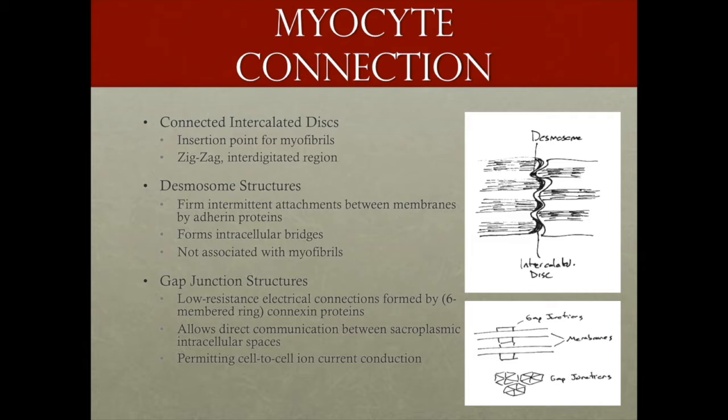Gap junctions are low-resistance electrical connections formed by connexin proteins in the form of six-membered rings on each end of the cell membrane. Connecting, this allows communication between sarcoplasmic intracellular spaces, thus permitting cell-to-cell ion current and conduction, the main topic of the final portion of our last lecture.